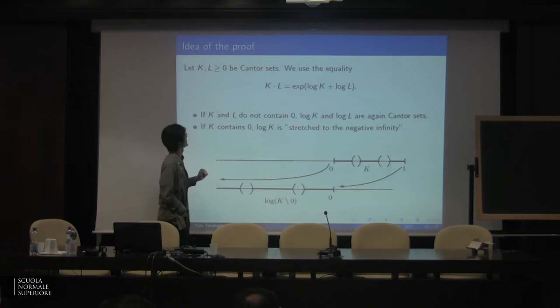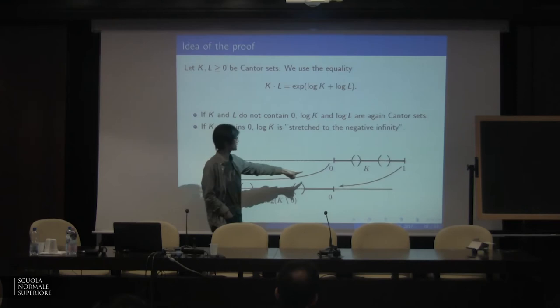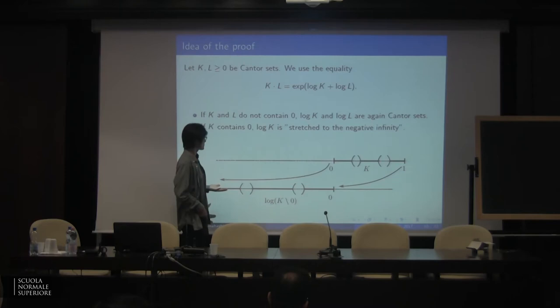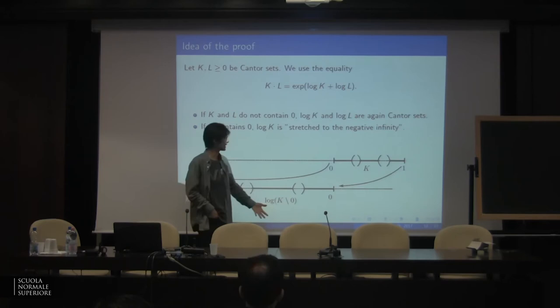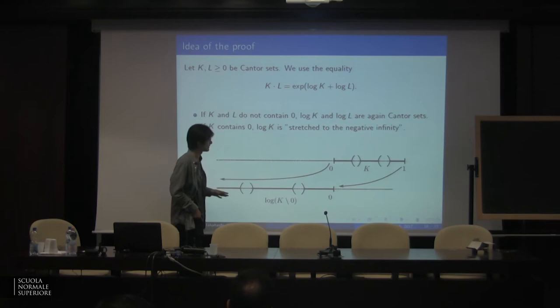There are two problems. One problem is that if one Cantor set contains the origin, when you take log, zero goes to negative infinity. This is one problem. And the other, much bigger trouble is that taking log is a nonlinear operation, so the thickness is not preserved. So it looks very difficult to obtain an optimal estimate. That's the main problem.